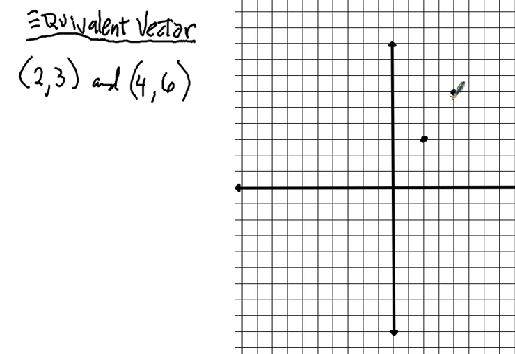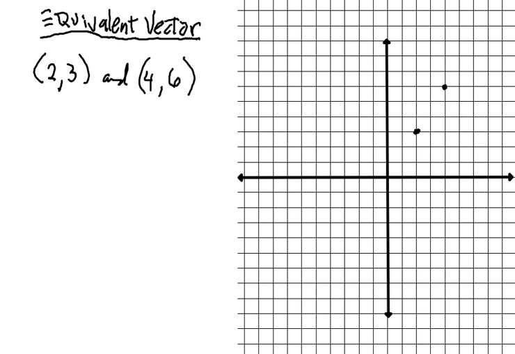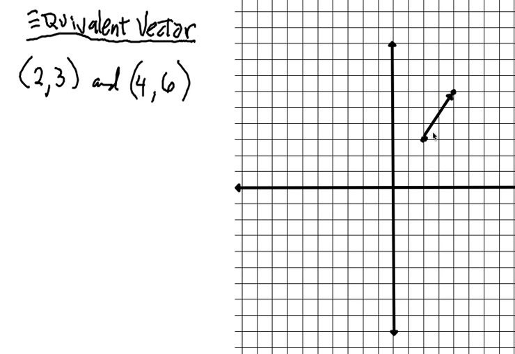Now I know some of y'all are going, well, you're just plotting points. True, I am just plotting points. However, I'm going to connect these two and show that I have a vector. Now this vector has this particular magnitude and this particular direction. What I'm now going to do is find an equivalent vector. This equivalent vector, x, is going to have the same magnitude and the same direction.